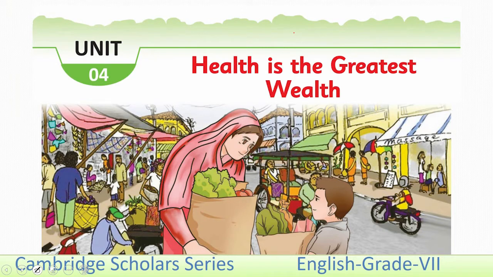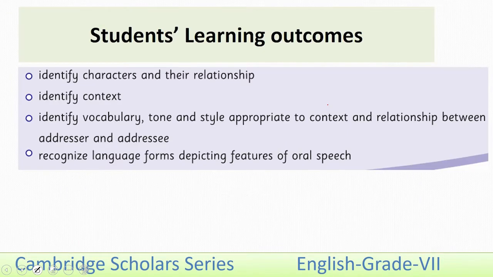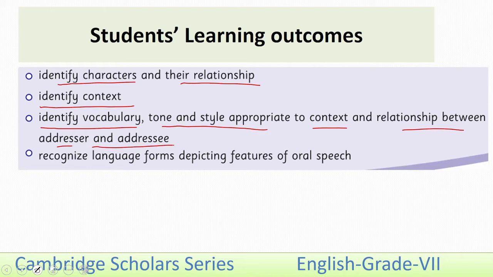We are going to start our lesson from Unit 4, Health is the Greatest Wealth. SLOs of this lesson are identify characters and their relationship, identify context, identify vocabulary, tone and style appropriate to context and relationship between addresser and addressee. Recognize language form depicting features of oral speech.